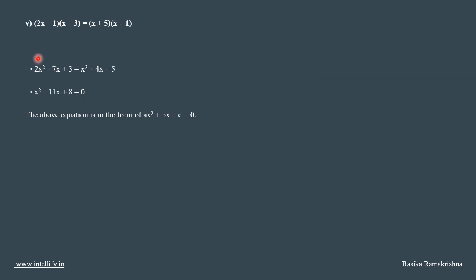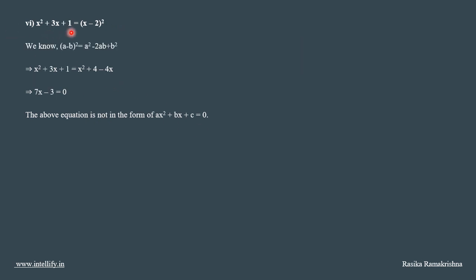So let's go ahead and look at subdivision 5. We have 2x minus 1 times x minus 3 equal to x plus 5 times x minus 1. Polynomial multiplication will give you 2x square minus 7x plus 3 equal to x square plus 4x minus 5. Grouping the necessary terms, you'll be left with x square minus 11x plus 8 equal to 0. Since this is a polynomial of degree 2 or an equation of the form ax square plus bx plus c equal to 0, this is definitely a quadratic equation.